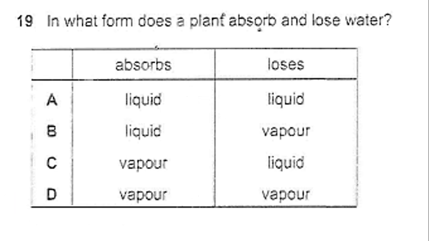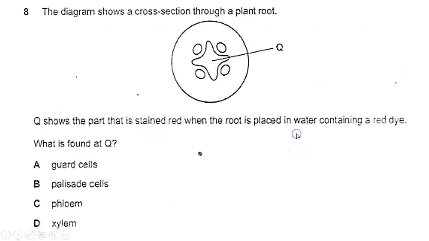In what form does a plant absorb and lose water? So absorption happens where? It happens in the root. The form of the water in the root is liquid, while the plant loses the water by transpiration. Transpiration is losing the water in the form of water vapor. So the correct answer will be B. Absorbs as liquid and loses as vapor.